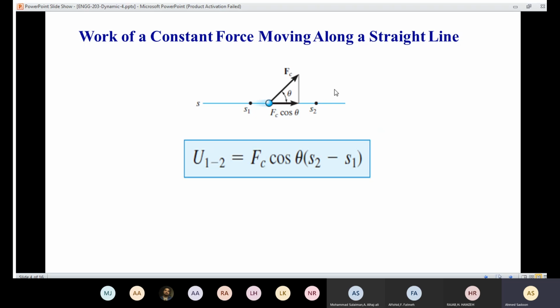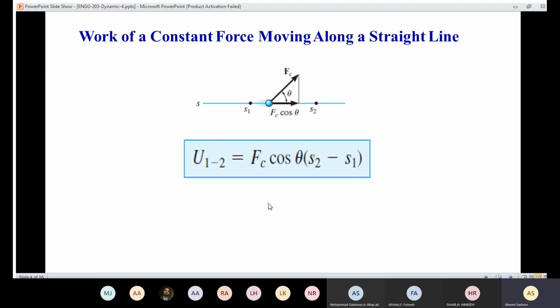The line here is a straight line. In that case, we are going to say that we have a work has been done from position 1 to position 2. So the particle moved from position 1 to position 2, and as a result, we are going to say that that force does a work on the particle. And that work is going to be F cosine theta, the component of the force along the direction of the displacement, times the difference between that position and that position, which is S2 minus S1.